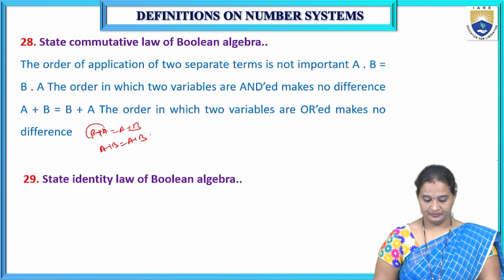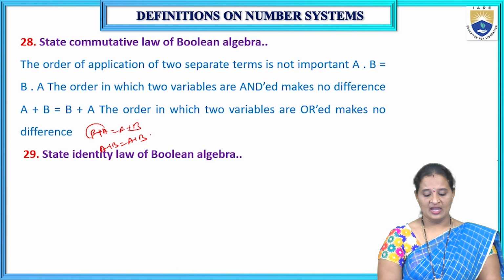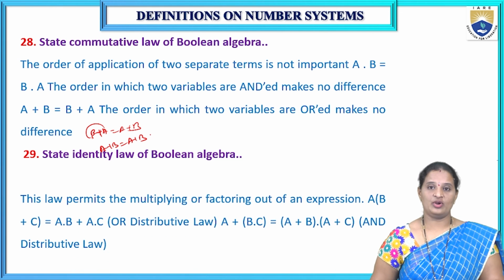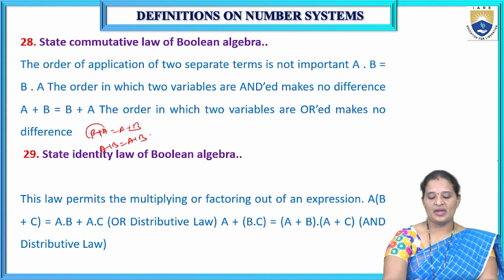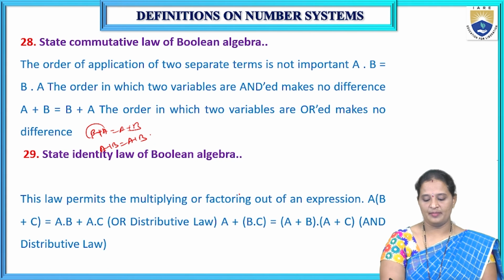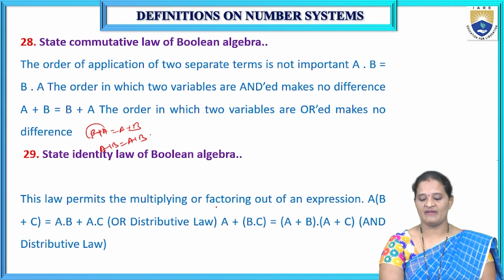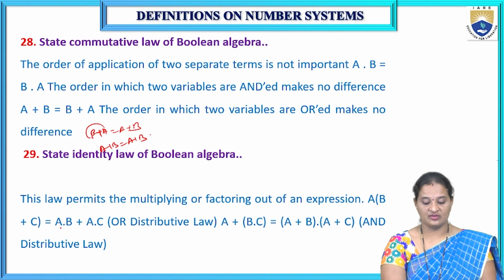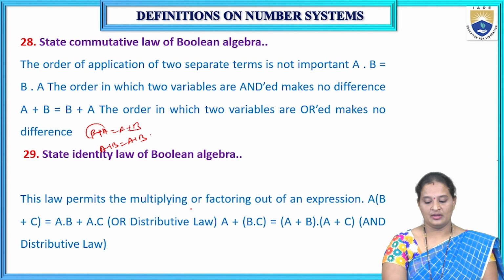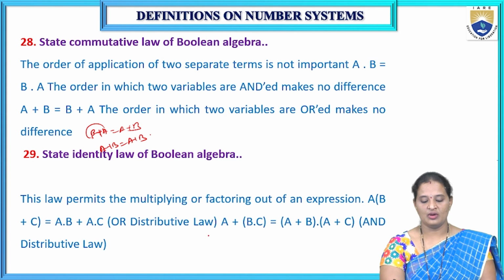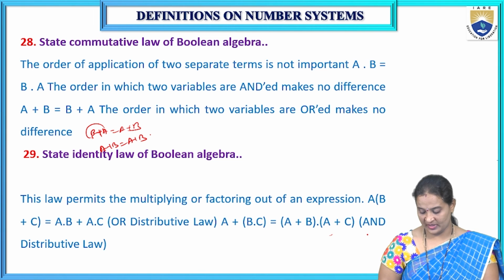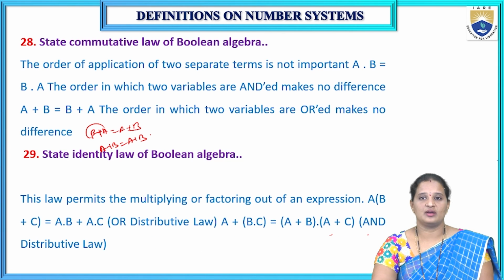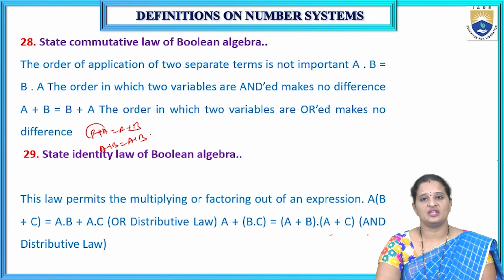Now coming to the next one, the identity law of Boolean algebra. What do you mean by identity law? The law permits multiplying or factoring out of an expression, A into B plus C is equal to AB plus AC. So this is our identity law with respect to the AND operator, and this is with respect to the OR operator. So these are the basic definitions that we have come across in Boolean algebra.